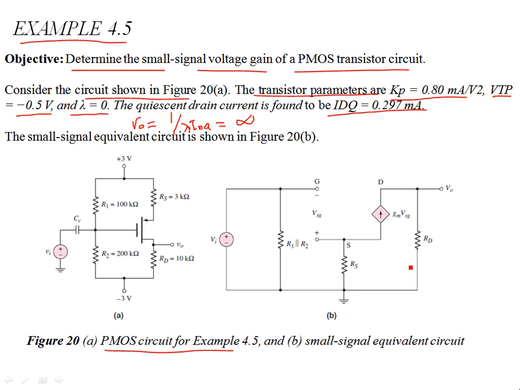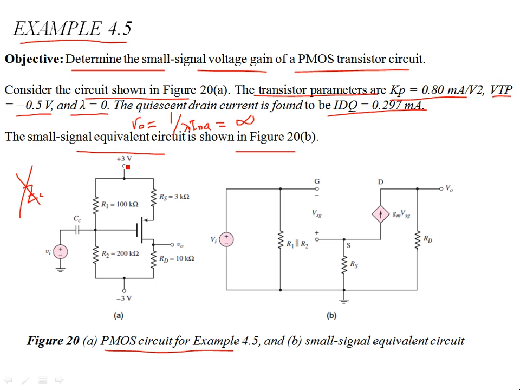And in the small signal model, we don't have any R0 over here, right? So the small signal equivalent circuit is shown in figure 20b. It's easy. The first thing is that we assume that the capacitive reactance is small at the signal frequency. So ZC is 1 over 2 pi FC. So we are not going to consider any capacitive reactance in the circuit. We don't have any RC over here.